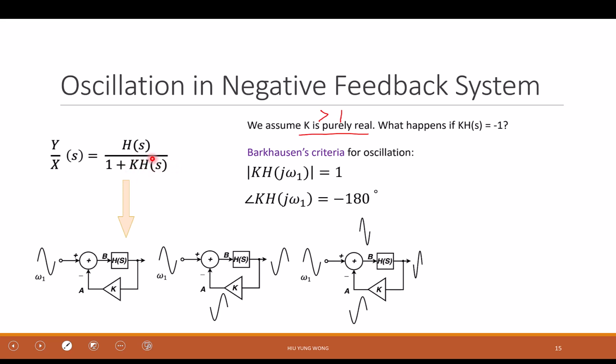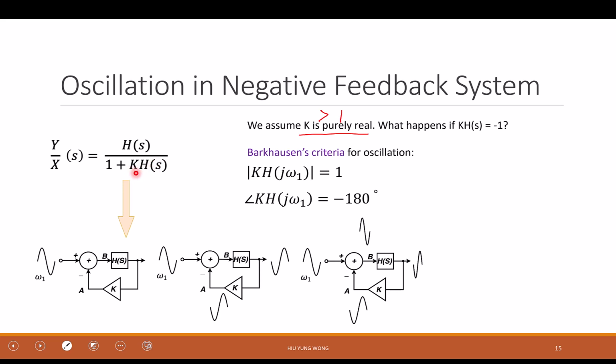If it's negative feedback, they must be positive, right? So at low frequency, this is a very nice negative feedback. However, just look at this equation. H is going to change when the frequency changes. There's a possibility KH equals -1. Do you agree that we can have this possibility? Because this depends on frequency.